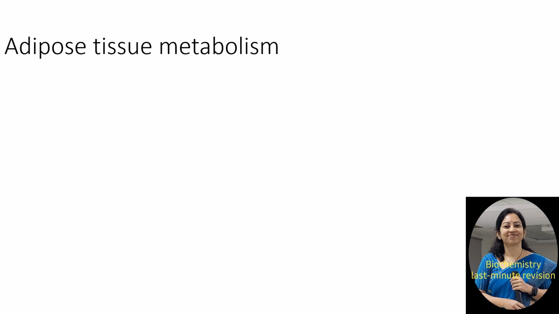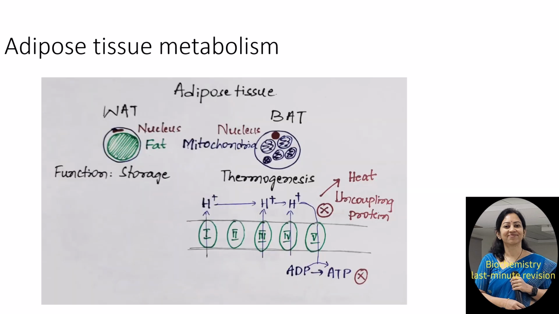Now coming to adipose tissue metabolism. So adipose tissue is of two types, the white adipose tissue and the brown adipose tissue. This white adipose tissue is characterized by abundant fat with a peripherally located nucleus, because this accumulated fat displaces the nucleus to the periphery, and the function of white adipose tissue is mainly storage of fat in the form of triglycerides. We have one more type of adipose tissue called brown adipose tissue, characterized by a large number of mitochondria.